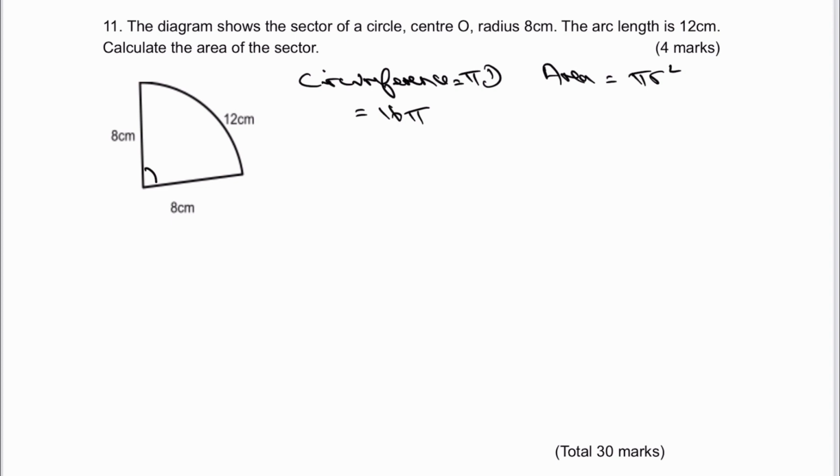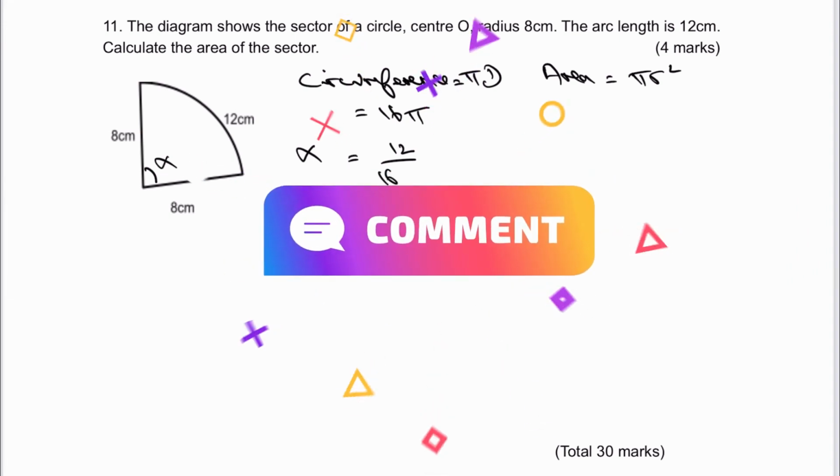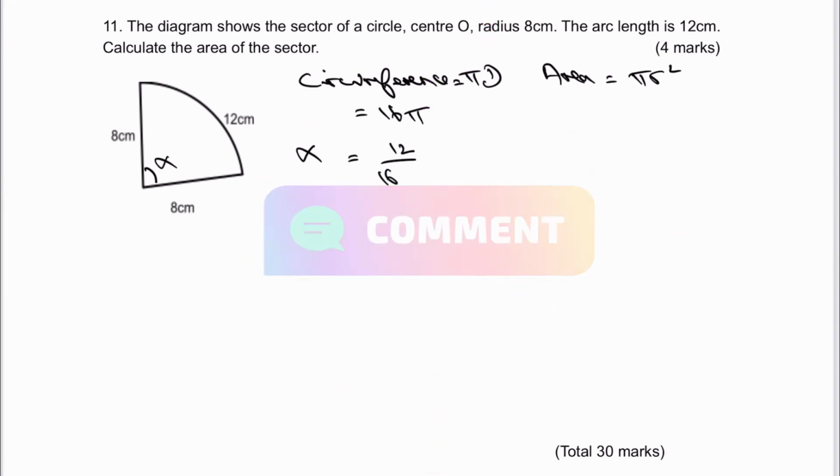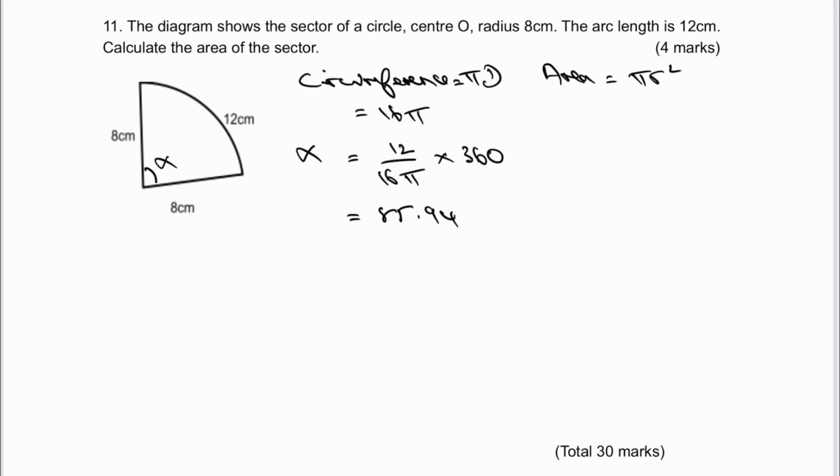So in order for us to work out the angle, I'm going to call this angle alpha. Angle alpha is going to equal the part that we know, which is 12 centimeters of the arc, over the absolute total value of the arc, which is 16 pi, of 360 degrees. And if you put that into your calculator, what you're going to get is that the angle alpha is going to be 85.94 degrees. And then really it's just a case of using that information to calculate the area.